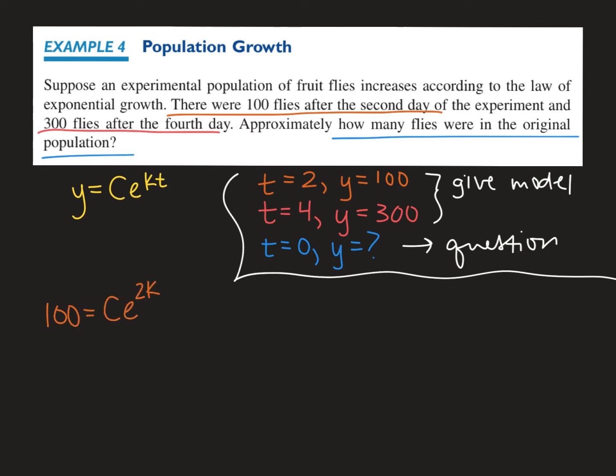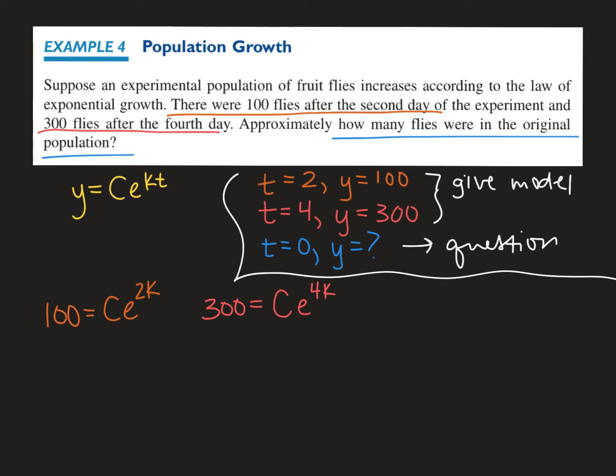I just like to write the 2 in front. Then the other one will give me a very similar one. I'll have 300 equals c e to the 4k. What do these two problems have in common? C and also k.